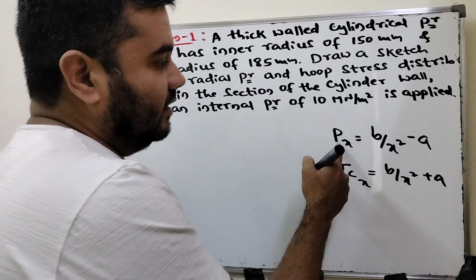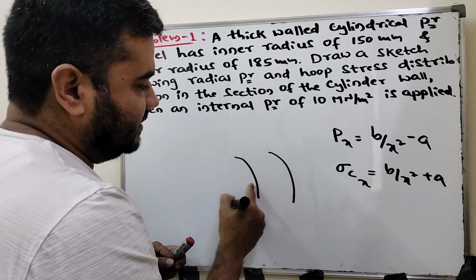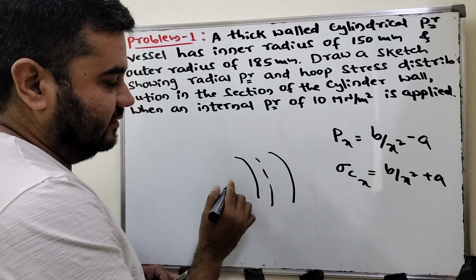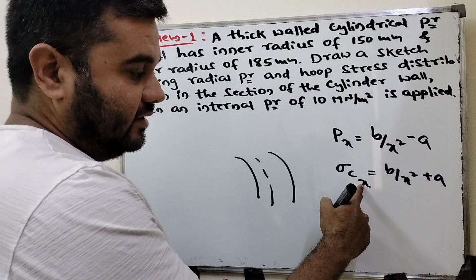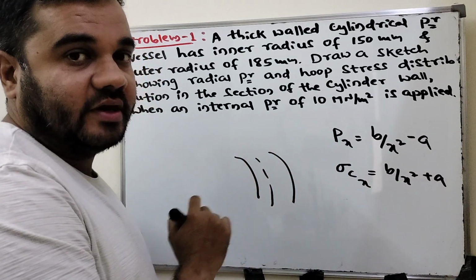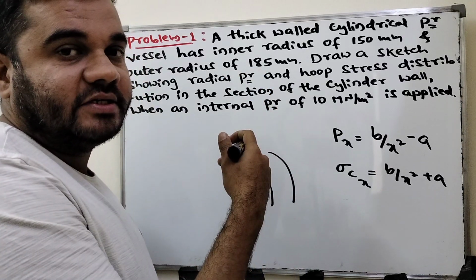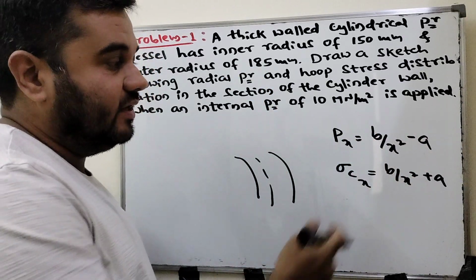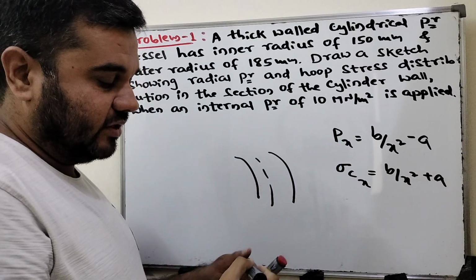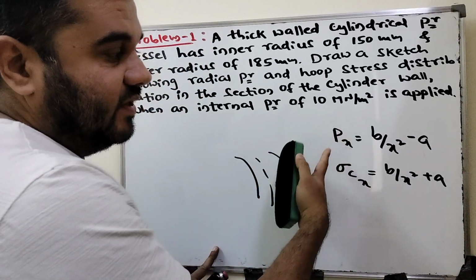Here we check where x is at a particular distance within the wall thickness. Suppose this is the inner radius and this is the outer radius. Anywhere in between, at a distance x from the center, what will be the circumferential stress and what will be the pressure at that point? Here a and b are constants; we apply the boundary conditions to find the values of a and b. Then if we substitute, we get the pressure and circumferential stress at a particular point. This is what we derived in the last video. Now we'll solve a problem based on Lame's equations.